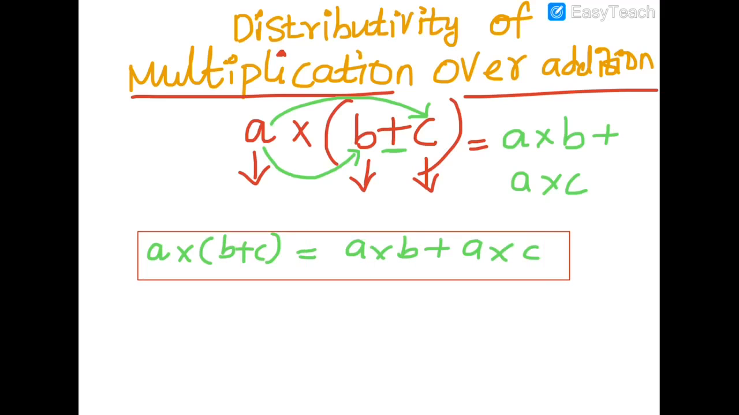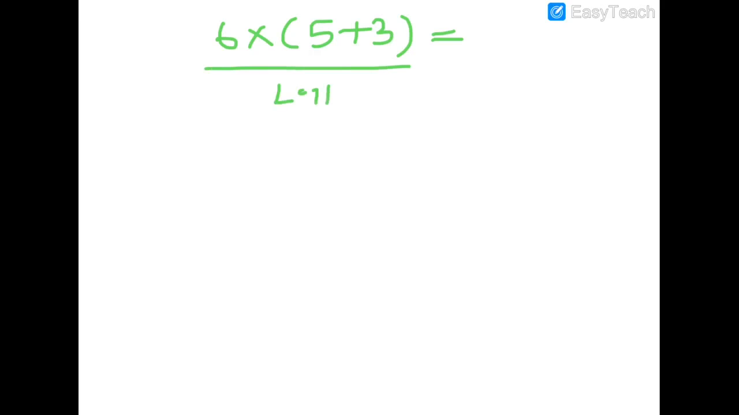Now don't get confused. Instead of A, B and C, I am going to give numbers, then you will get an idea. First I will write here 6 into 5 plus 3. This is called distributivity of multiplication over addition. Now we have to find the answer for this one. This is called left hand side, and this is called right hand side.